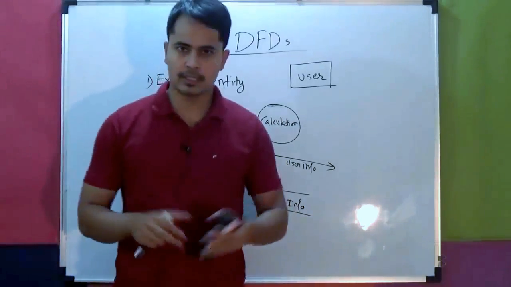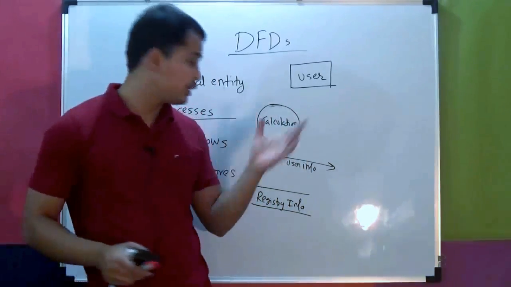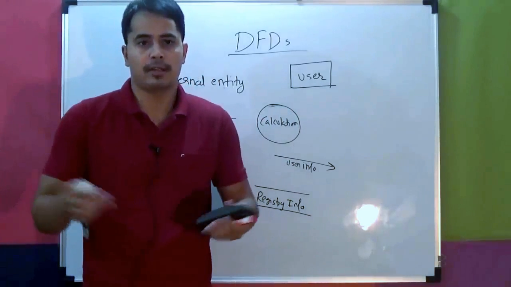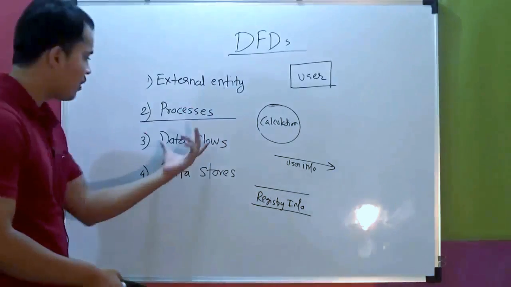There are some rules about processes. They are shown using a bubble. Again, they must be properly labeled and they should not be repeated in a diagram. For example, you cannot repeat a particular process twice in a DFD. Then you have data flows.